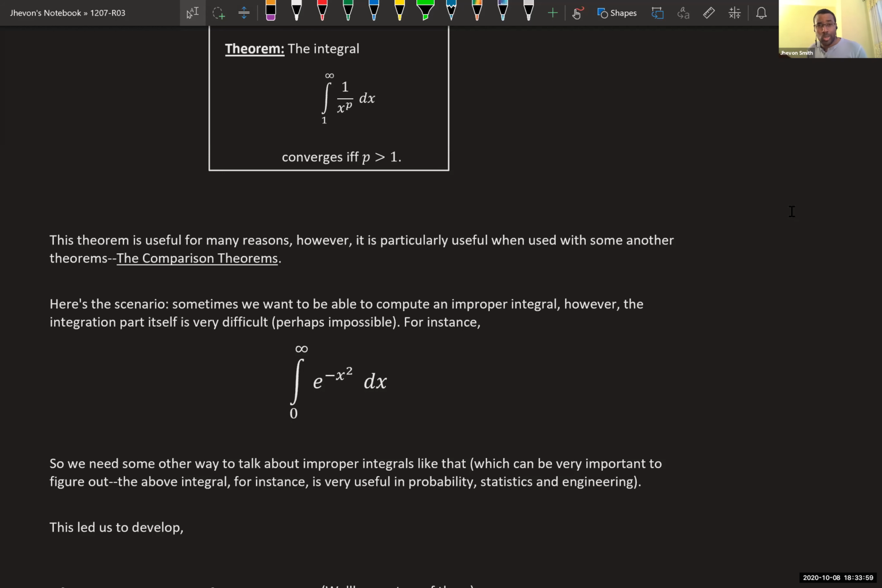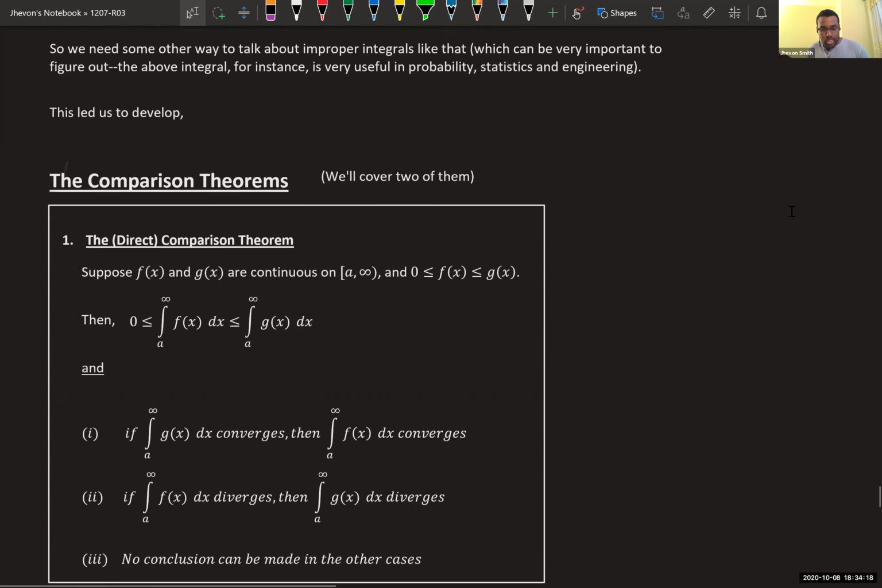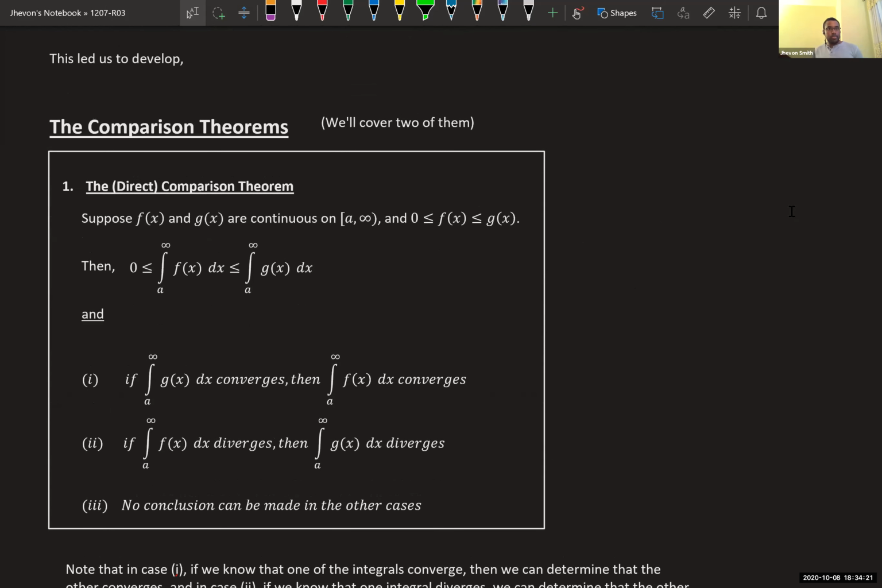And e to the minus x squared is such a function. There is no antiderivative. You can actually talk about an antiderivative of it, but it's not going to be something that you'd be able to write down in a finite space and have everyone understand what that means, and they're able to calculate it easily by just plugging something in. Okay, so this leads us to the comparison theorems.